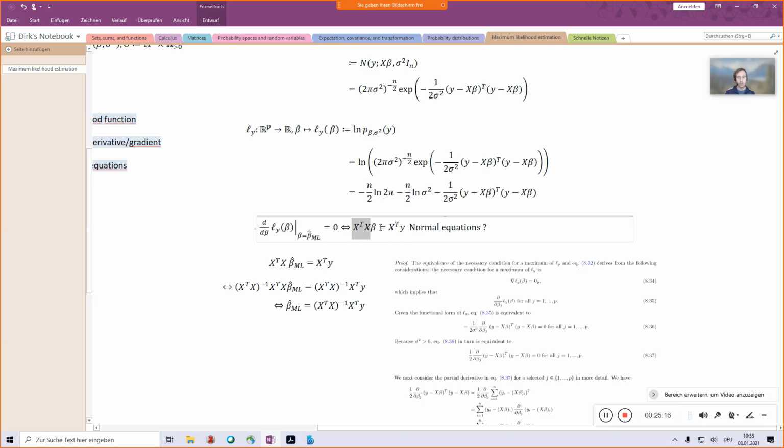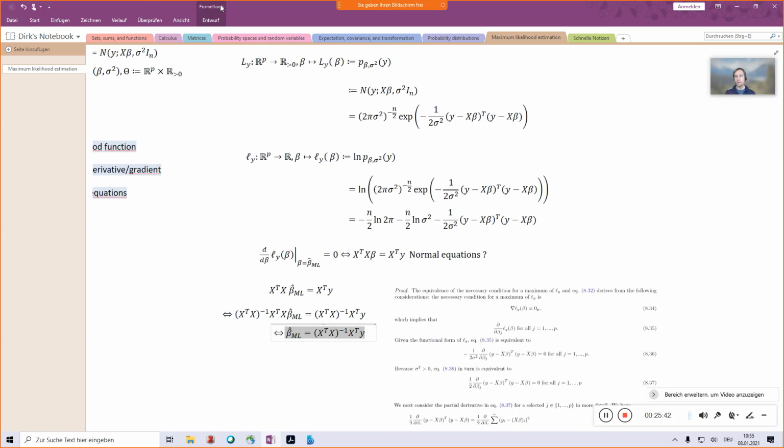Now again, like we already saw, once the normal equations are established, finding the maximum likelihood estimator for beta is fairly trivial. We just need to be able to invert X^T times X, and then we get, as the solution for the maximum likelihood estimator, this expression here.